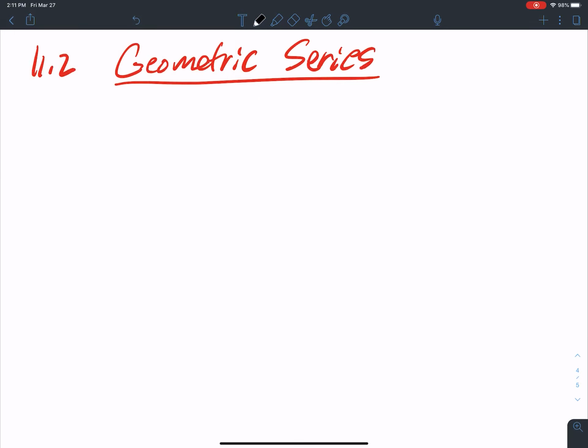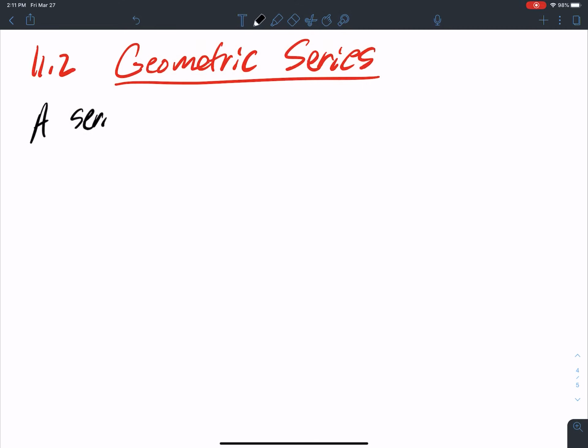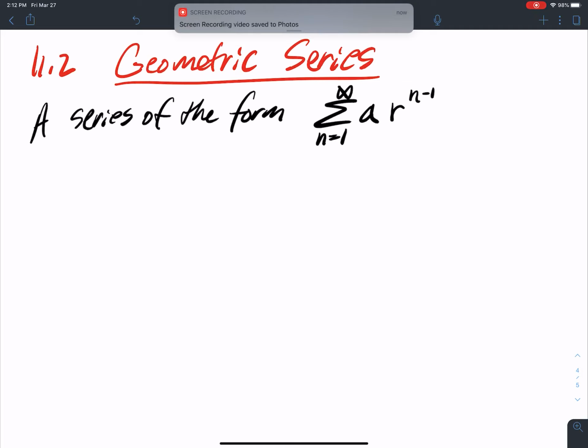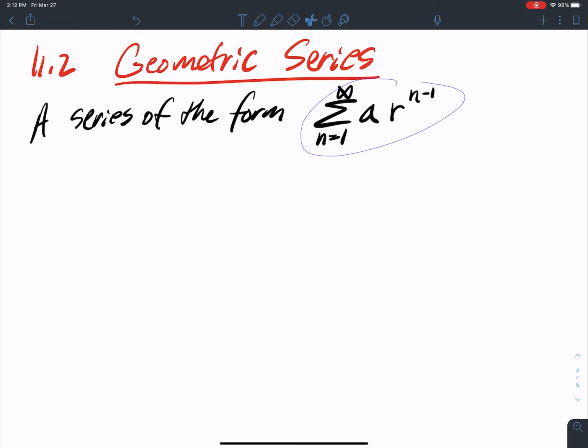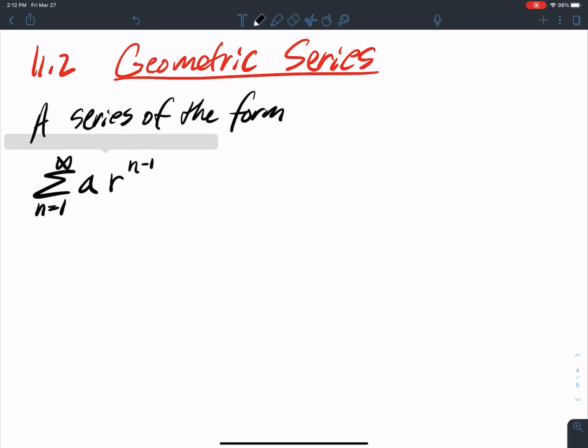Geometric series, section 11.2. This is a series of the form the sum from n equals 1 to infinity of a number times r to the n minus 1. Okay? So what does this look like? It would be something along these lines right here.